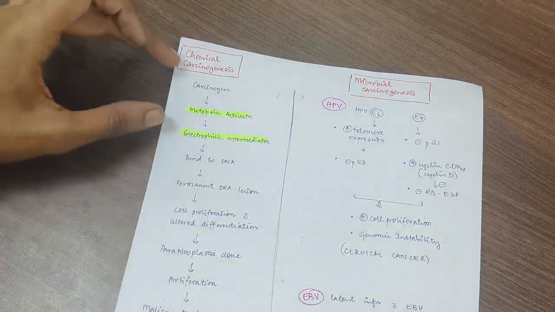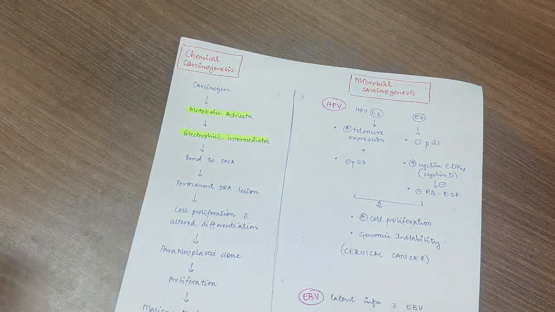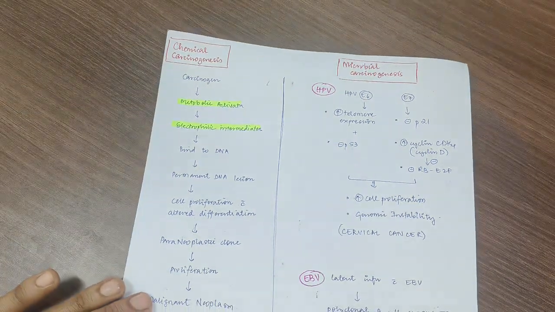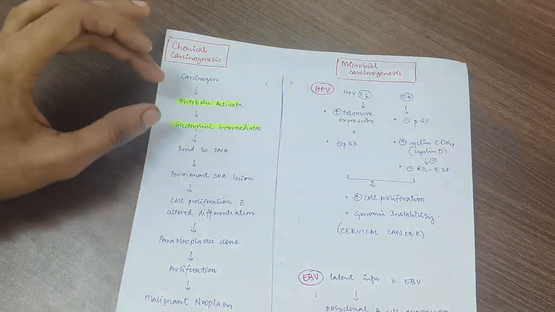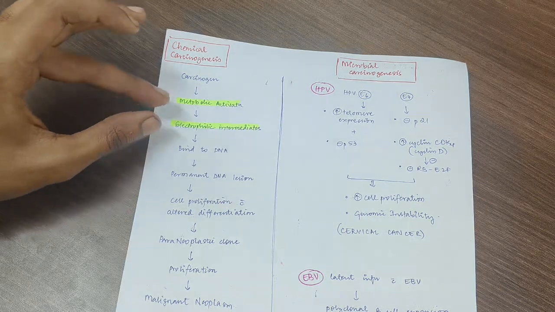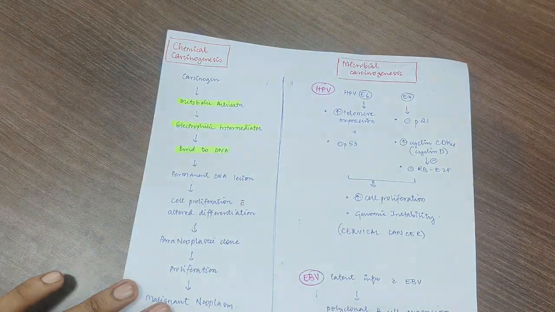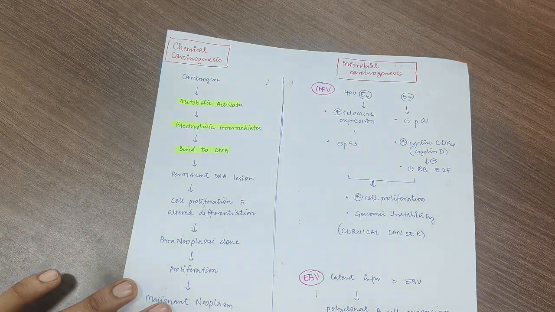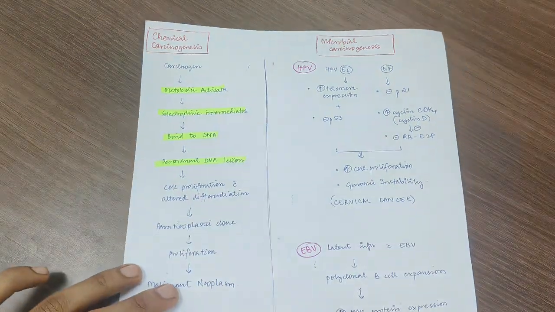If the kidney is normal, these metabolites and electrophilic intermediates are purified via excretion. If there is no kidney abnormality, this whole process happens smoothly. If there is kidney abnormality, then these electrophilic intermediates bind to the DNA. They are not removed by the kidney. Now they bind to the DNA and cause a permanent DNA lesion. Permanent DNA lesion is formed.